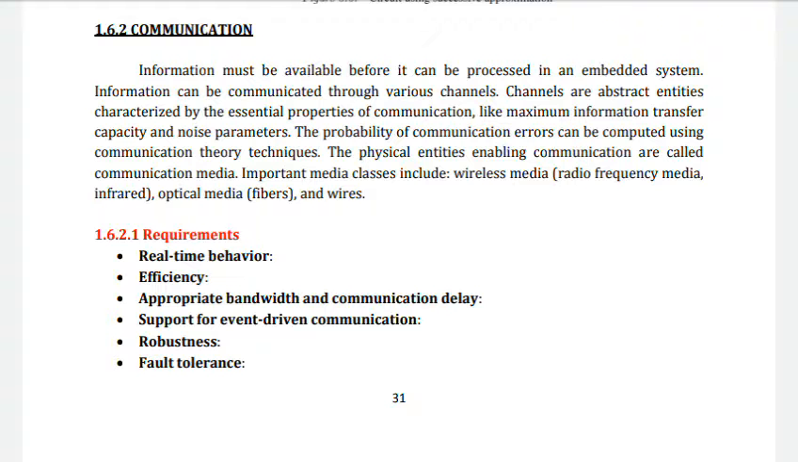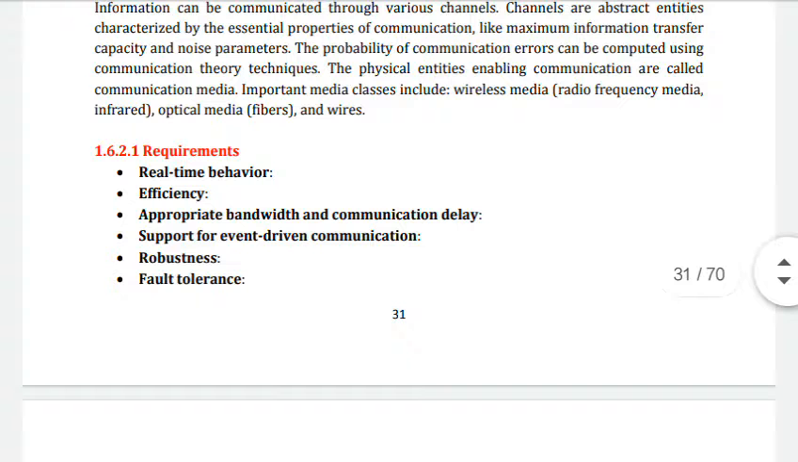So if we transfer the signal from a transmitter to a receiver, there will be various noise that all comes under this. The probability of the communication error can be computed using communication theory techniques. There will be various techniques to compute the errors that will be used in this.